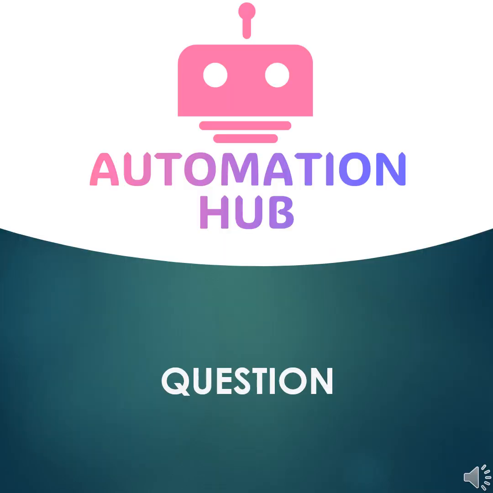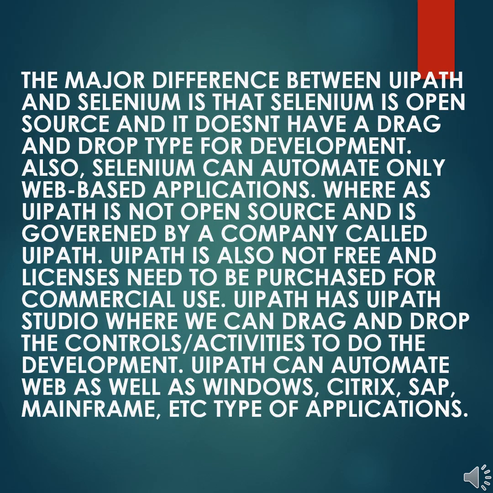What is the major difference between UiPath and Selenium? Okay, so who has done the Java automation? They might have used Selenium, or even the .NET automation. You can easily do automation using Selenium. But UiPath and Selenium, what is the major difference?